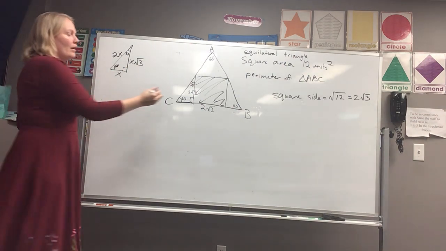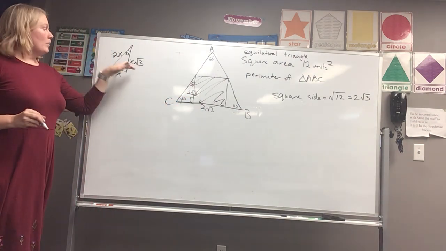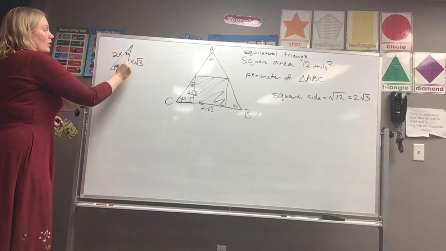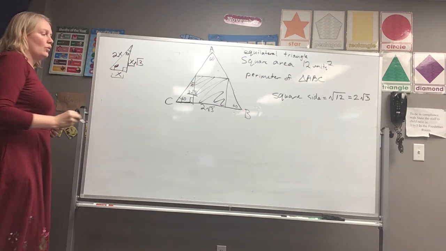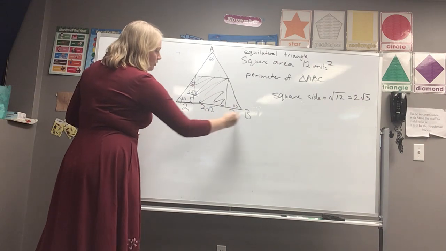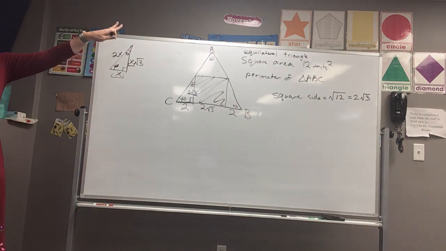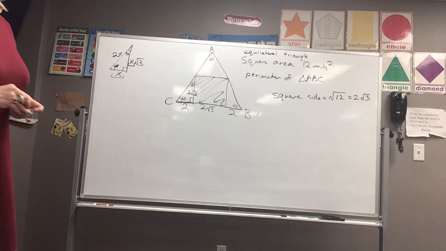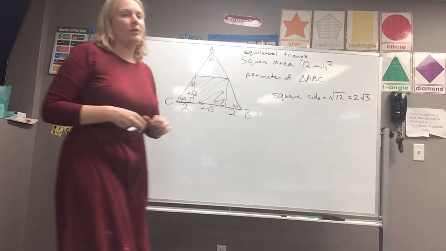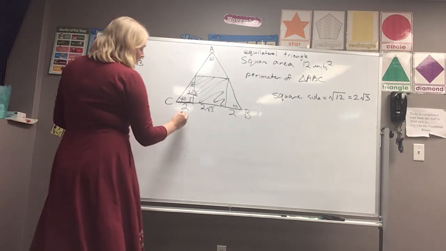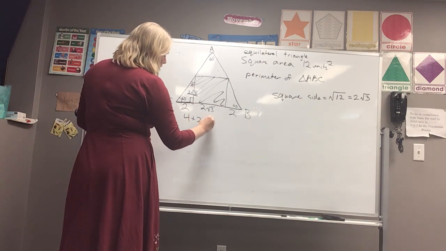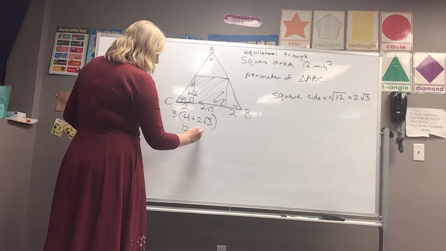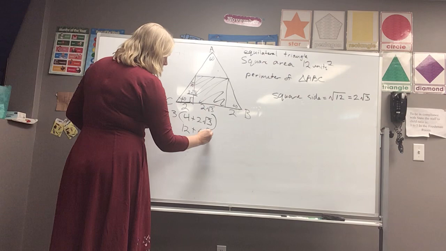But we already have our middle side, or the one across from 60, in the form of 2 square roots of 3, which means our x would just be 2, making this 2 and 2. Since it's an equilateral triangle, we only need one side, and then to multiply it by 3. Don't forget to multiply because they ask for the perimeter. And so 2 and 2 make 4 plus 2 square roots of 3. And if we multiply by 3, we get 12 plus 6 square roots of 3.